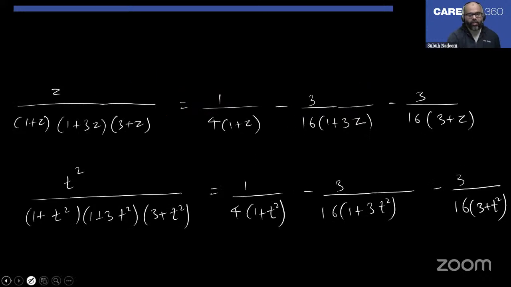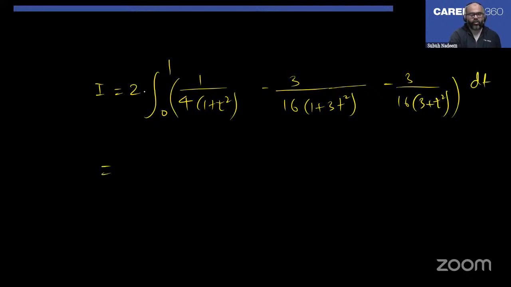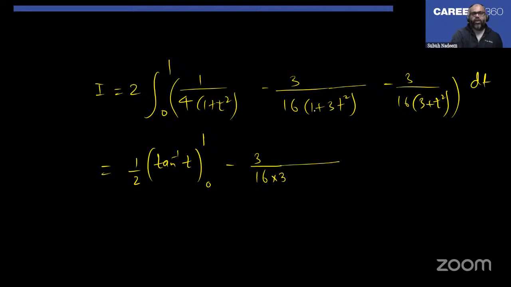And then we have minus 3 by 16, integral of 3 plus t square dt. Now the first will become 2 by 4, 1 by 2. That is the integration of 1 plus t square, that is tan inverse t, right? From 0 to 1. This is minus 3 by 16. And 1 plus 3t square, you take 3 outside. So it will become 3 plus t square, right?